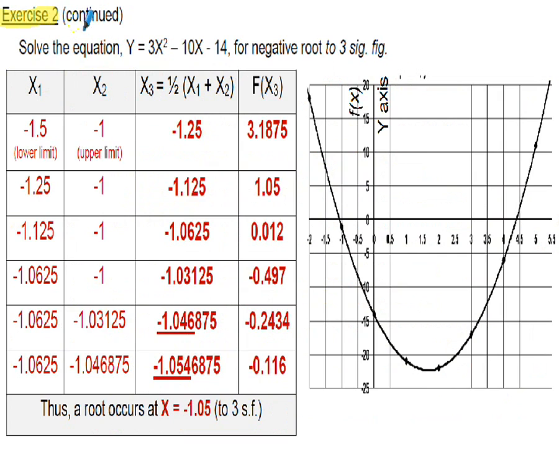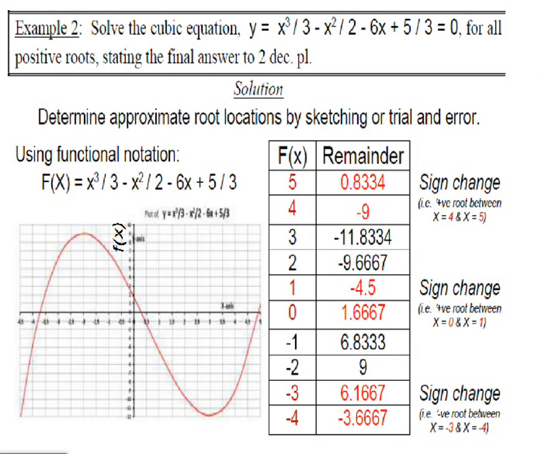Exercise 2 continued. We were asked to solve the equation y equal to 3x squared minus 10x minus 14 for the negative root to 3 significant figures. The table below shows a summary of all the iterations undertaken, and the root occurs at x equal to negative 1.05 to 3 significant figures. And from the graph on the right, that appears a reasonable estimate for the root.